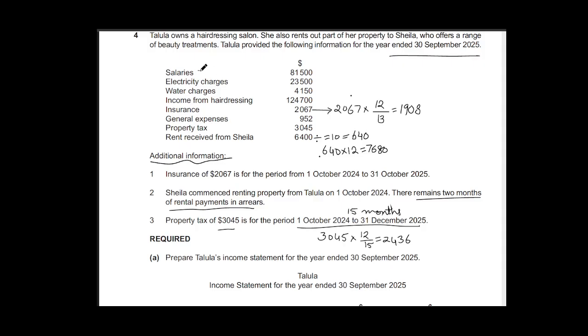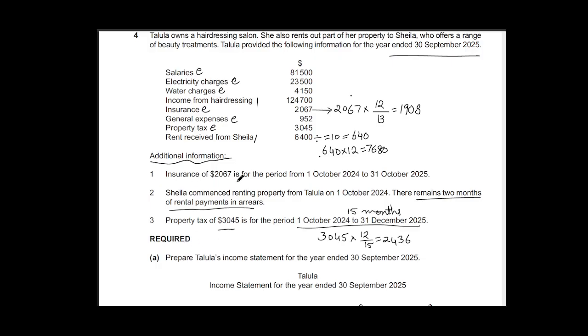Salaries, expense, electricity charges, expense, water charges, expense, income from hairdressing, income, insurance expense, general expenses, property tax also expense, rent received from Sheila, income. We can see we have two incomes here and all other expenses. Now we are given some additional information and we will see how to adjust this additional information while making the income statement in part A.